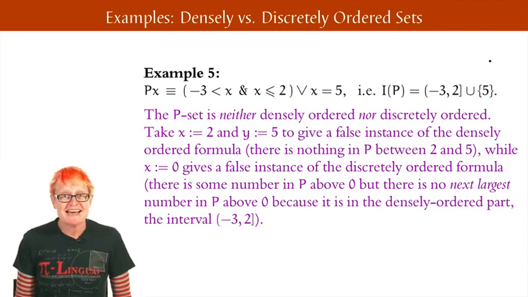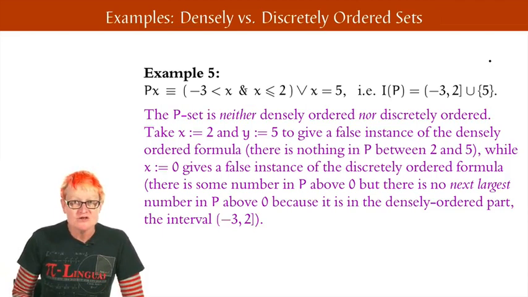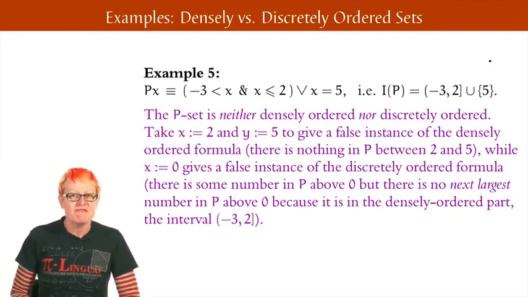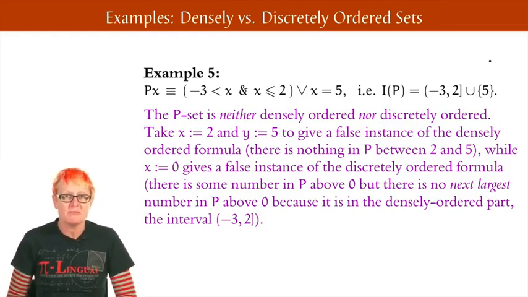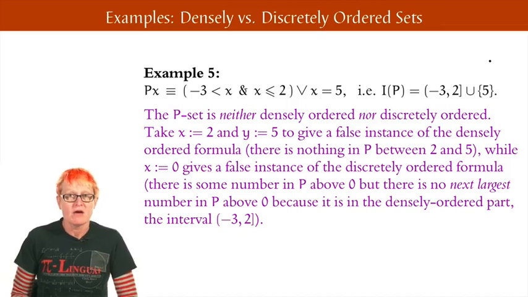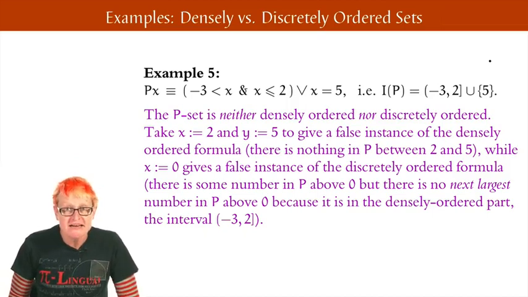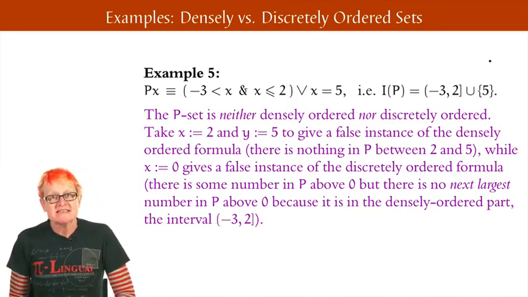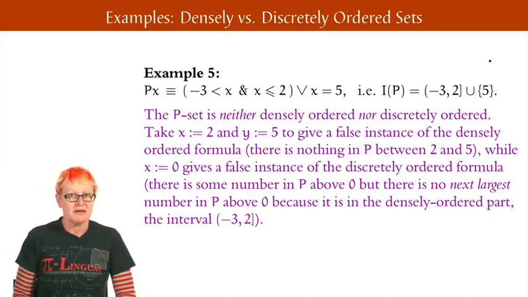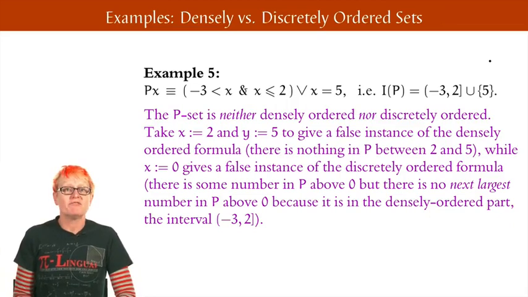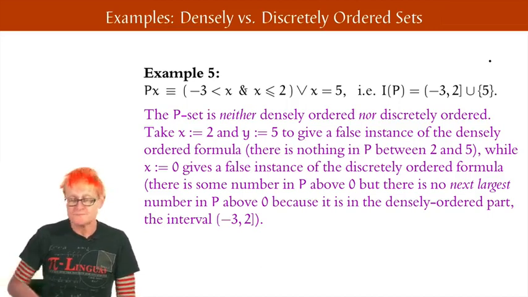In this case, the P set is neither densely ordered nor discretely ordered. We can take x as 2 and y as 5 to give a false instance of the densely ordered formula because there is nothing in the P set between 2 and 5. Whilst if we take x is 0, this gives a false instance of the discretely ordered formula because there is some number in P above 0, but there is no next largest number in P above 0 because it is part of the densely ordered part of the interval from -3 to 2.